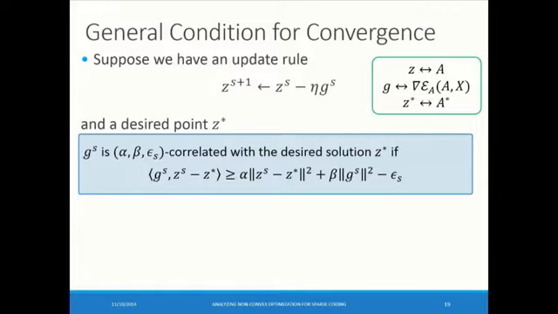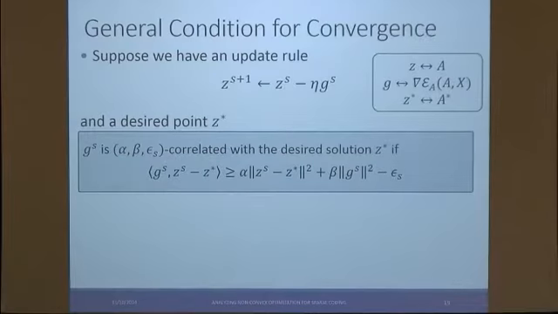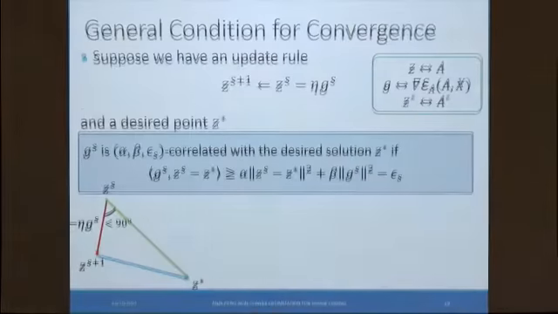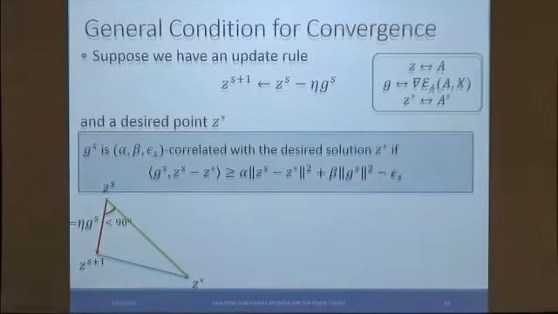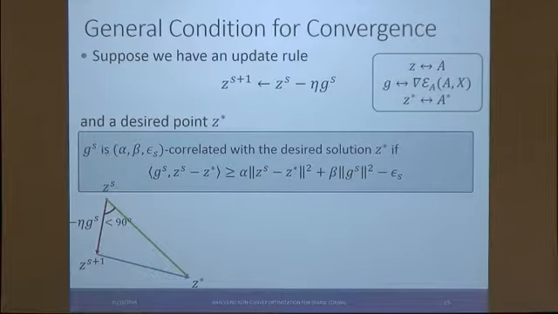My condition says that g_s is somehow correlated with the desired solution z star: the inner product of g_s and z_s minus z star is not too small. This doesn't make much sense at this point, but I have a picture on the next slide. This is g_s, the direction of update, and this is z_s minus z star. So what we are saying is that the angle between the red arrow and the green one is strictly less than 90 degrees.